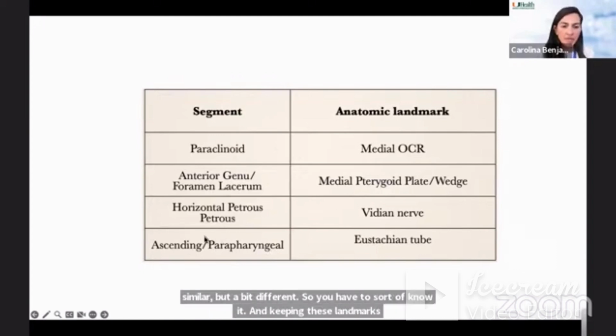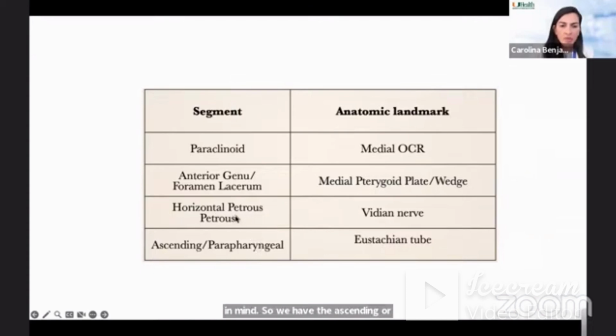So we have the ascending or parapharyngeal portion of the carotid artery, the horizontal petrous, the lacerum and anterior genu of the carotid, and then the paraclinoid. We'll focus in more detail on all of these different segments. And these are the anatomic landmarks that we'll go over in more detail.